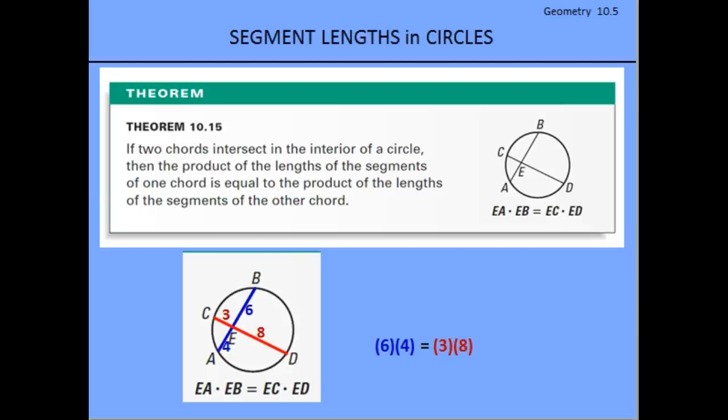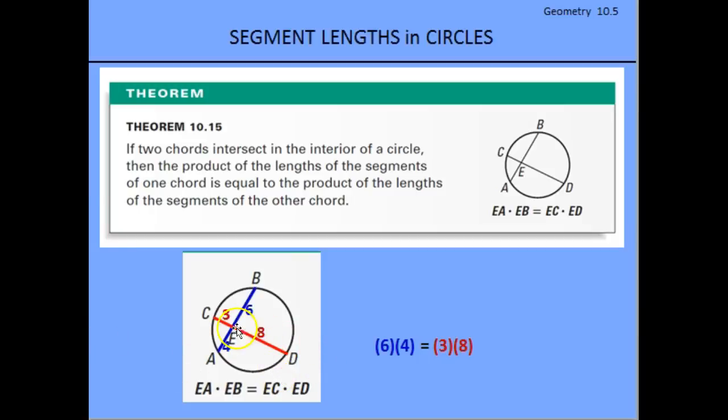This one says if two chords intersect in the interior of a circle, then the product of the lengths of the segments of one chord is equal to the product of the lengths of the segments in the other chord. Now the concept of this is very simple. It just sounds very wordy.